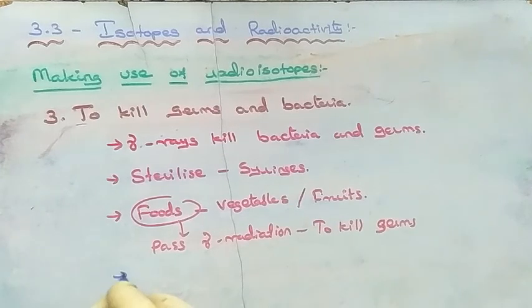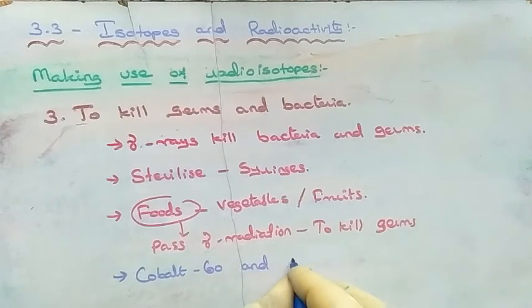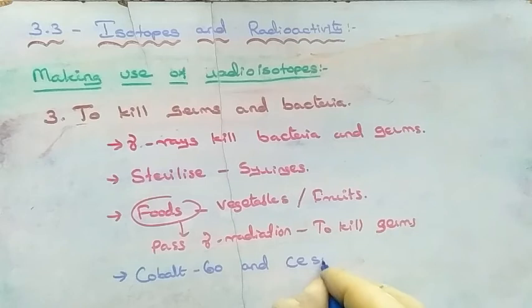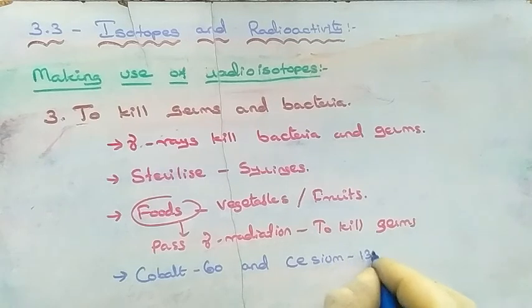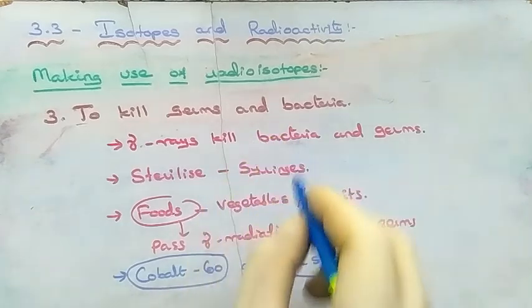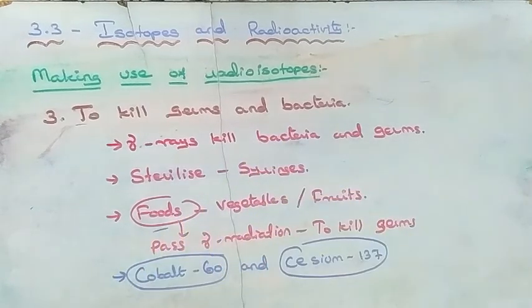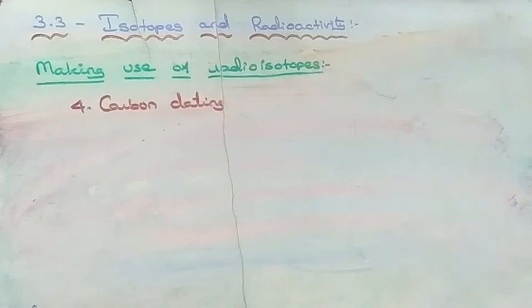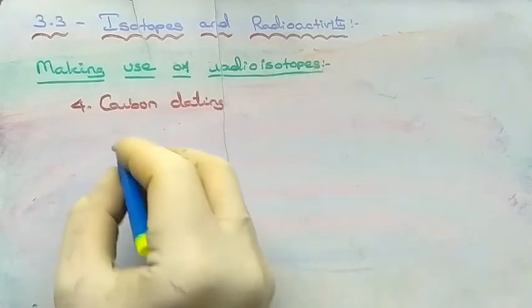Here also we are using cobalt-60 as the radioactive isotope. Along with cobalt-60, we are using one more radioactive isotope to kill germs and bacteria, that is cesium-137. So these are the two radioactive isotopes which we are using to kill bacteria and germs.